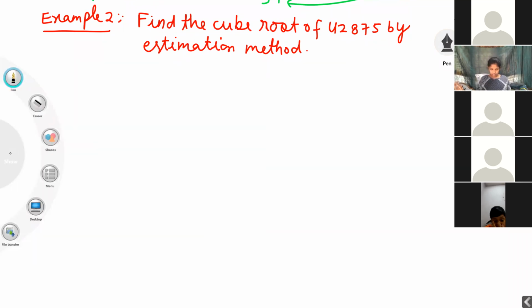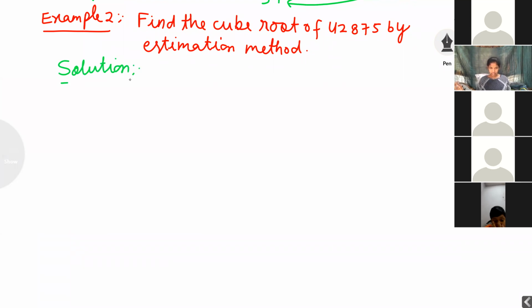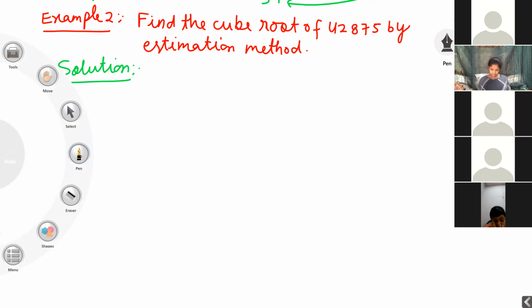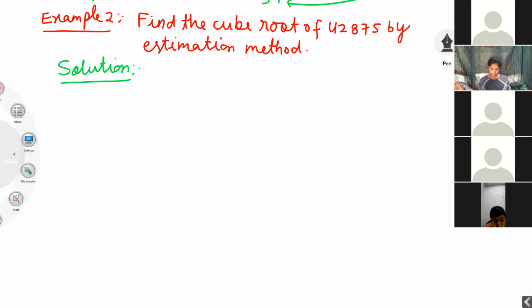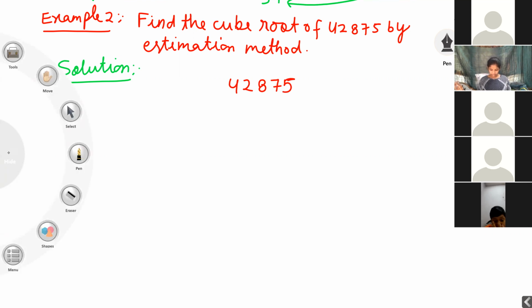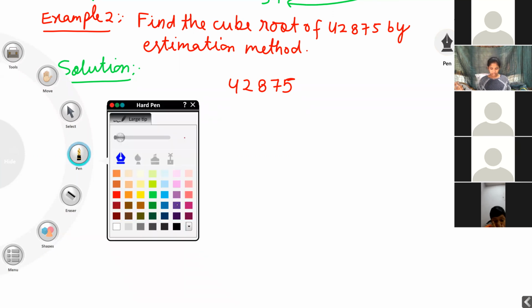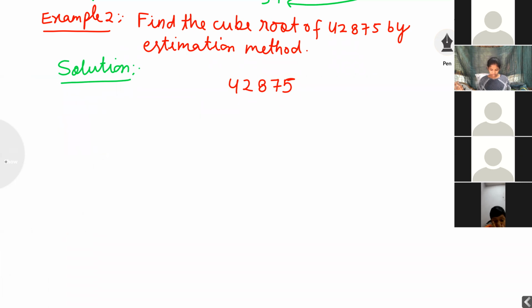Solution. What is the first step? I want to make pairs from the right side. The digit he has given is 42,875. I want to make pairs from the right side, not the left side. Dhruv Kumar, listen carefully. We want to make pairs from the right side. First step completed. What is the second step?